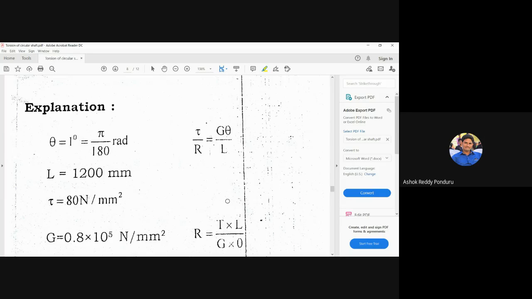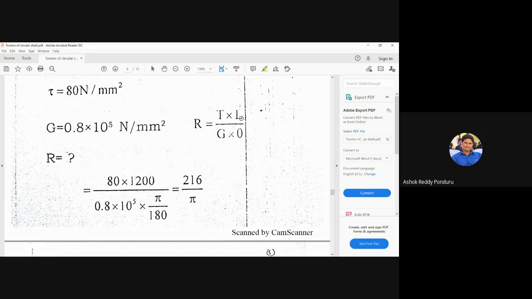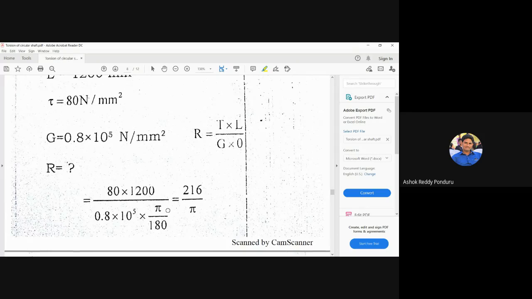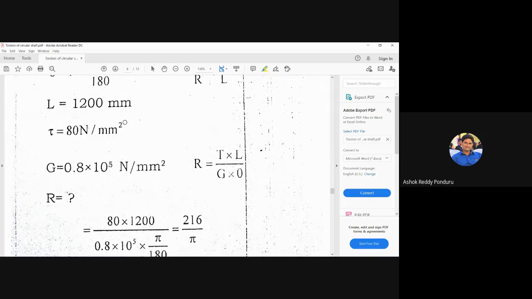Tau into L divided by G into theta. Just substitute tau is equal to 80, L is equal to 1200, G is equal to 0.8 into 10 to the power of 5, and theta is equal to pi by 180. We can look here, all are in terms of mm.